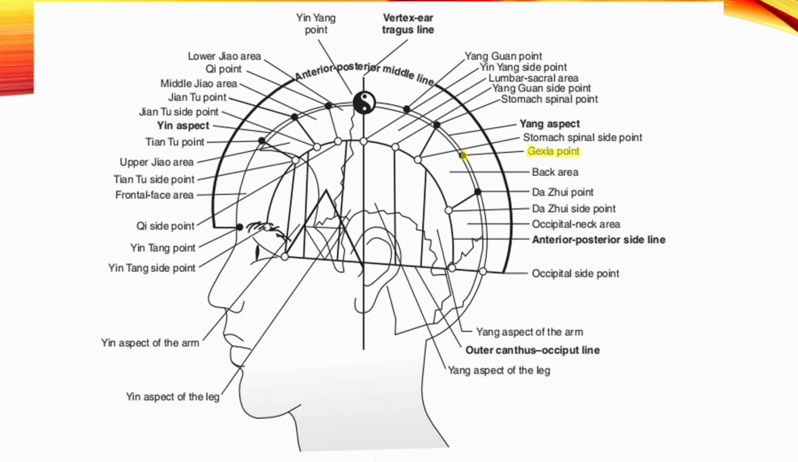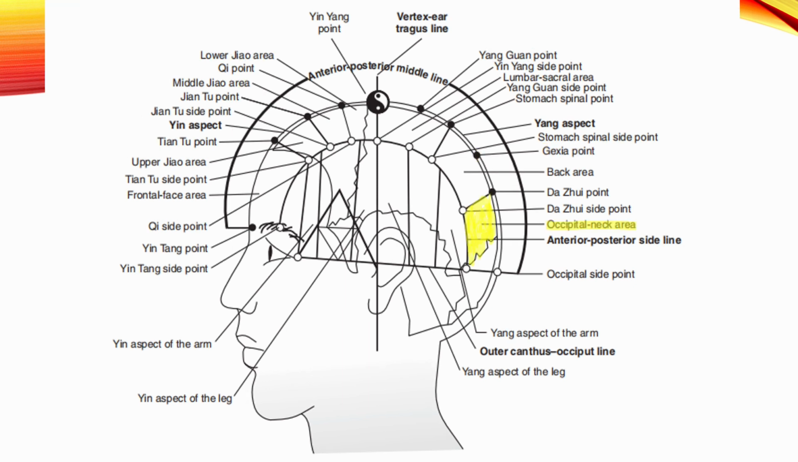Gaoxia point. This point is on the anterior posterior midline at the midpoint of the line running between the stomach spinal point and the Da Zhui point. Occipital neck area. The occipital neck area is the zone enclosed by the lower border of the external occipital protuberance, the occipital side point, the Da Zhui point, the Da Zhui side point, and their connecting lines. This zone is divided into 3 equal portions, including 5 areas.